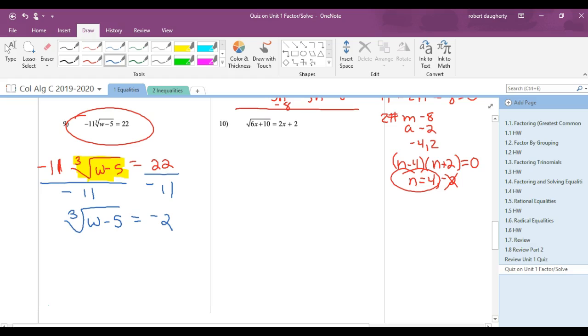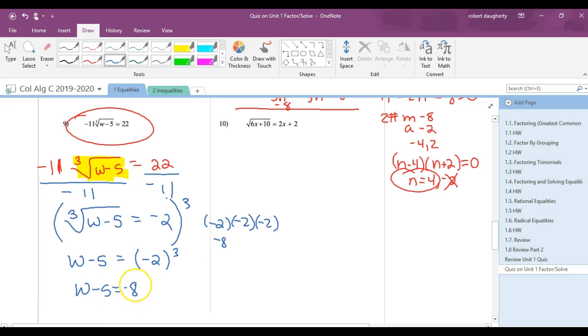Now I've got the cube root isolated. I cube both sides of this equation. That gives me w minus 5 equal negative 2 cubed. What is negative 2 cubed? That's negative 2 times negative 2 times negative 2. That's negative 8. So w minus 5 equal negative 8. Add 5 to both sides, and you get w equal negative 3. Okay.